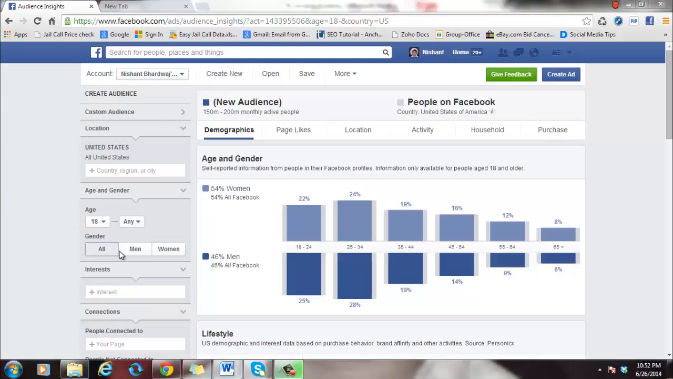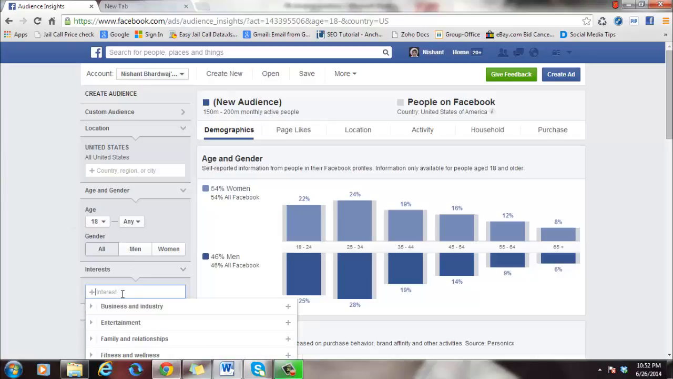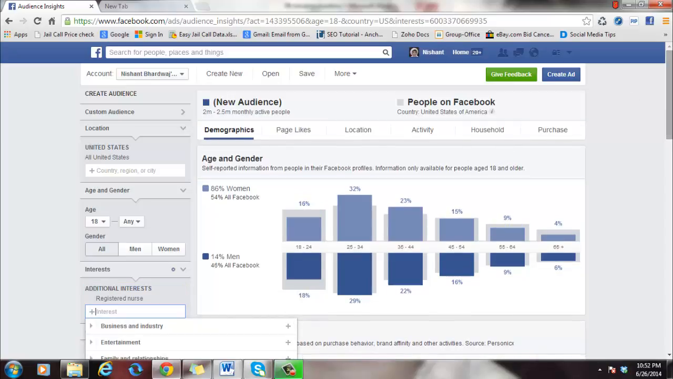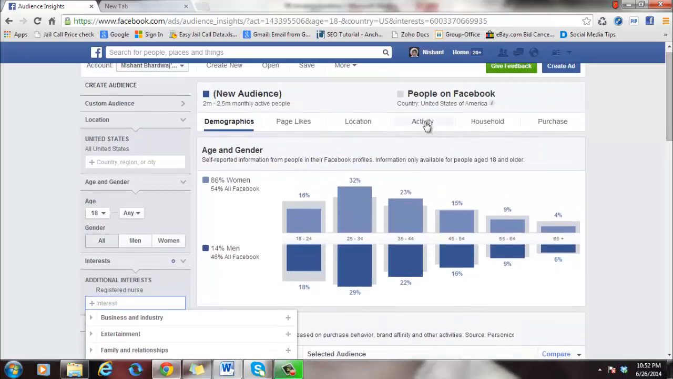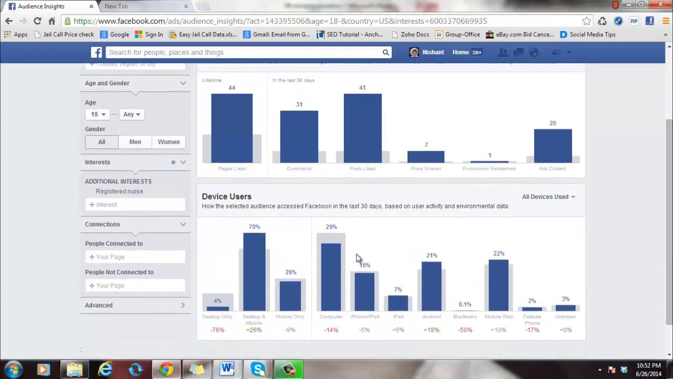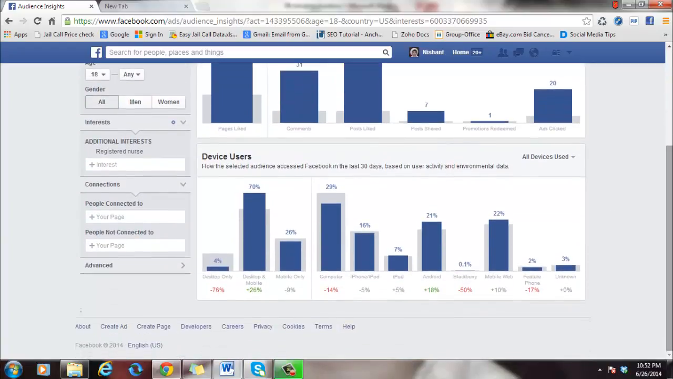So the first thing you need to do is put in our interest over here, and for the sake of this example and to continue on what we were already doing, we'll go ahead and take the nursing example once again. So we'll do registered nurse, and once we do that, let's hop over to the activity really quick. As you can see over here, Facebook will start to give you some data, and you see desktop only has 4% of people. You have 70% of people that use both desktop and mobile, and 26% of the people use mobile only.